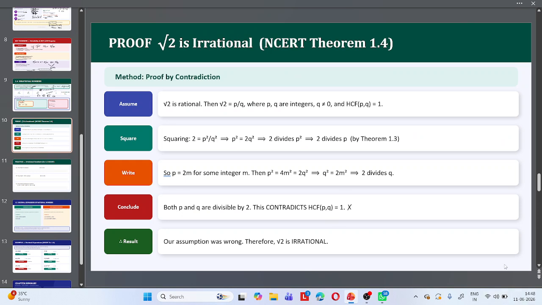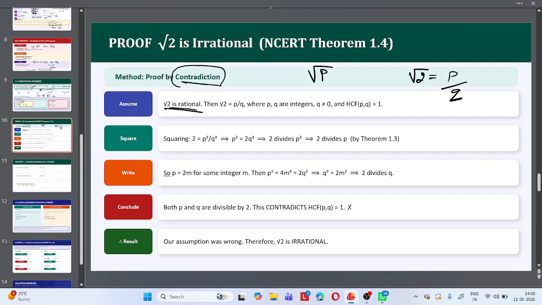Next, we know that the square root of any prime number is an irrational number, but we need to prove it theoretically. How do we do it? We can prove it by contradiction. Contradiction means first we assume that square root 2 is rational. If square root 2 is rational, we know that every rational number can be written in the form of p by q, right? So it can be written in the form of p by q. Assume that p and q are co-primes, that is, this is in the least form.